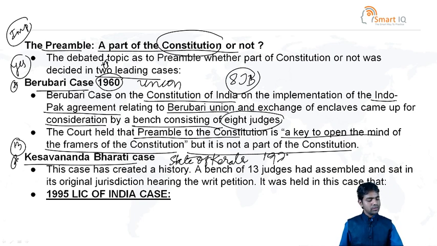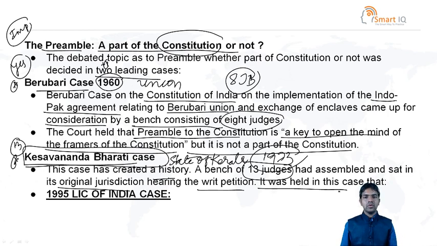In 1973, this judgment is very important for your polity, so keep it in mind whenever these questions are asked. In Kesavananda Bharati versus the State of Kerala in 1973, the Supreme Court rejected the Berubari Union case opinion and gave another explanation. This case created history. A 13-judge bench assembled and sat in original jurisdiction hearing the writ petition. Earlier it was held that the preamble is not a part of the Indian Constitution, but in the Kesavananda Bharati case, the Supreme Court said that the preamble is a part of the Indian Constitution.